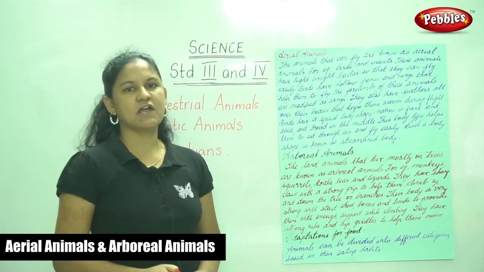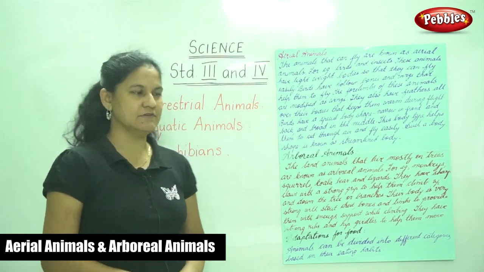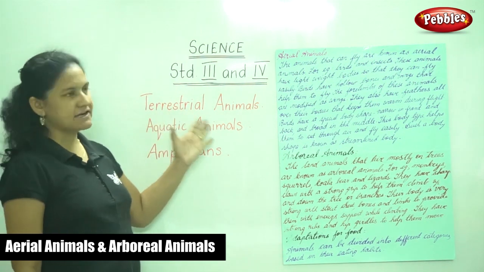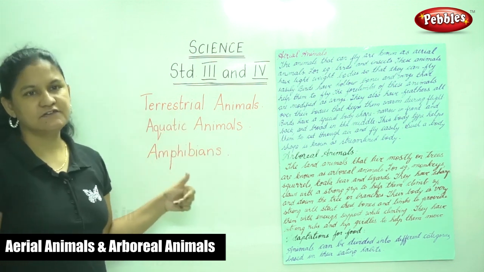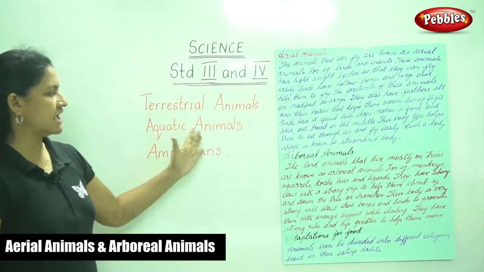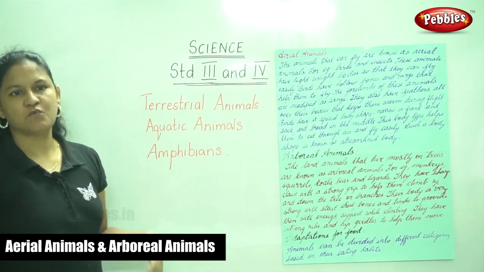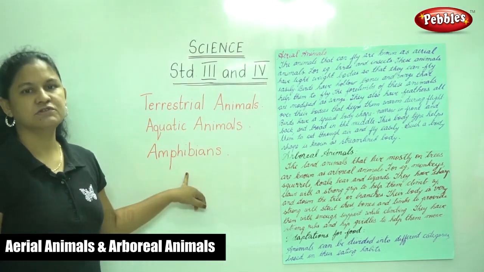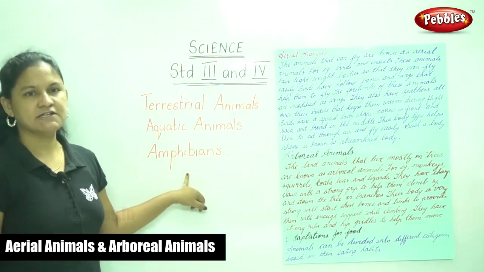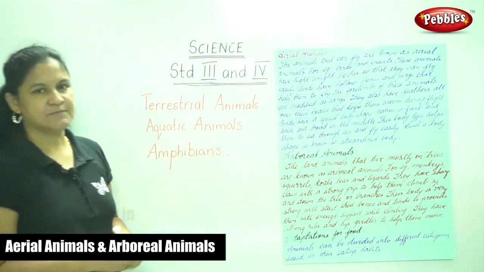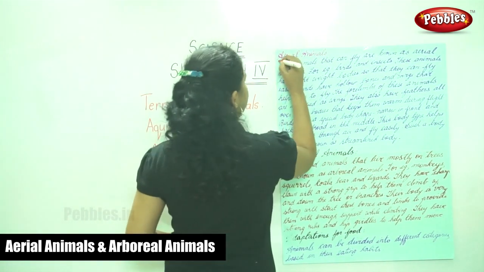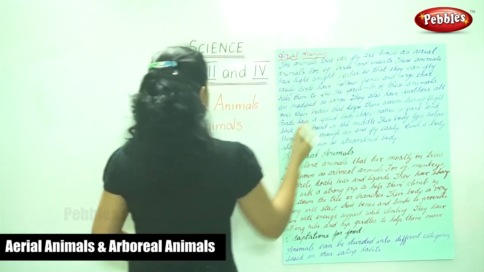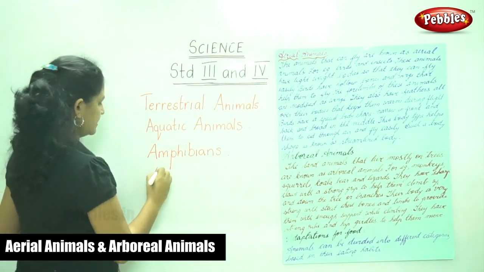So we were talking about the different types of animals, that is your terrestrial animals, animals that live on land, aquatic animals, animals that live in water, amphibians, animals that live both on land and in water. The next type of animals are your aerial animals.